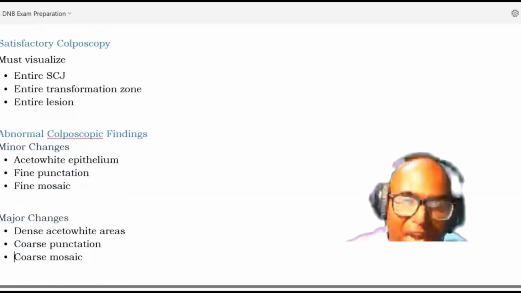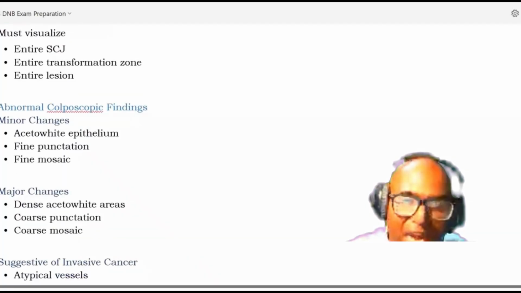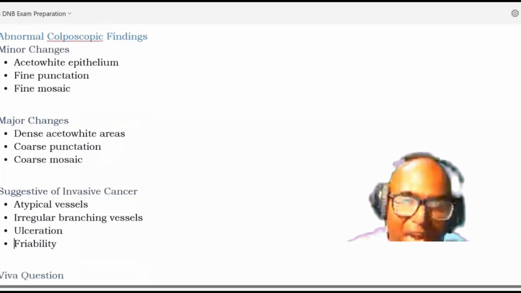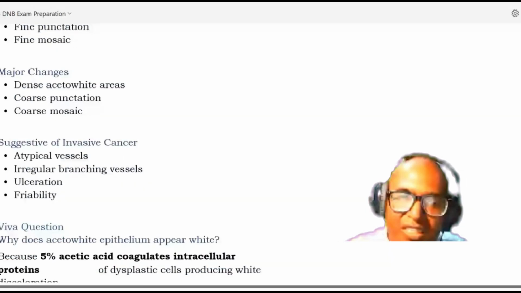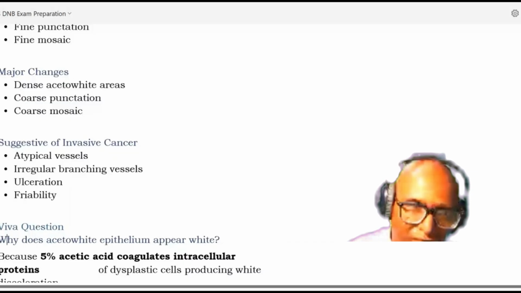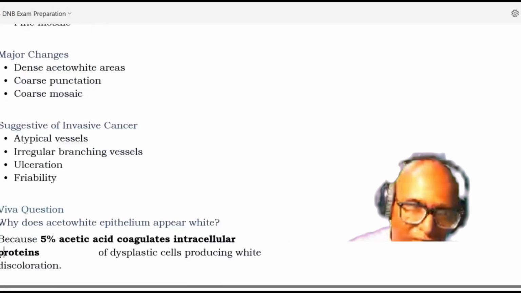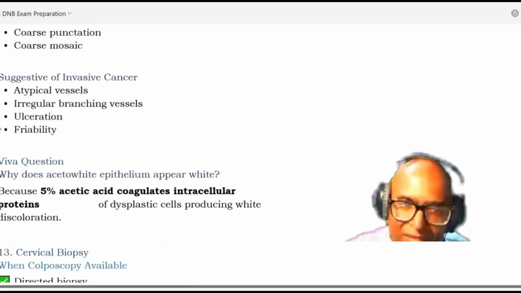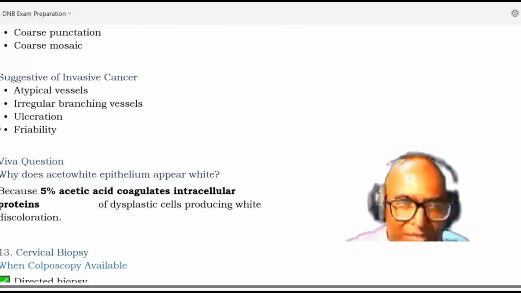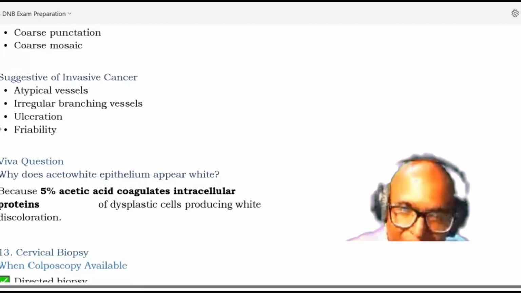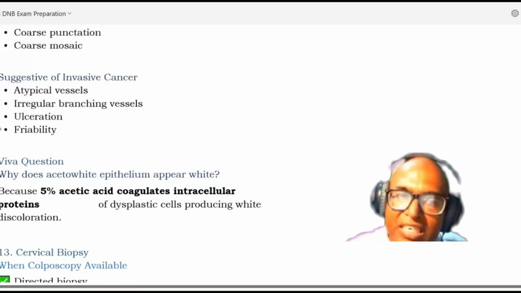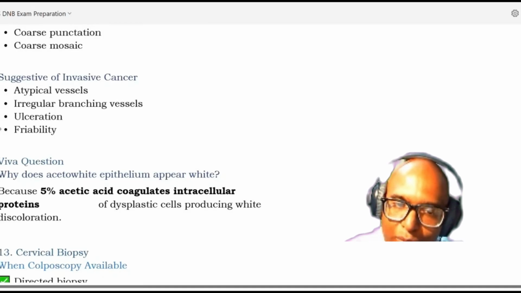Minor changes are aceto-white epithelium, fine punctations, and the fine mosaic pattern. While major changes are the dense aceto-white areas, coarse punctations, and the coarse mosaic. Then what are the findings which are suggestive of invasive cancer? The findings suggestive of invasive cancer are atypical vessels, irregular branching vessels, ulceration, and friability. These are the changes which may suggest invasive cancer. However, biopsy is going to be a must.